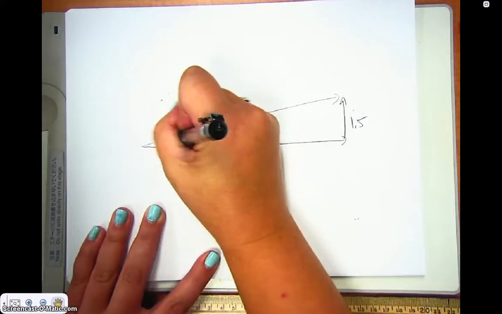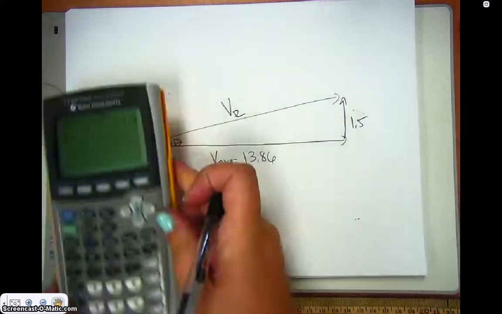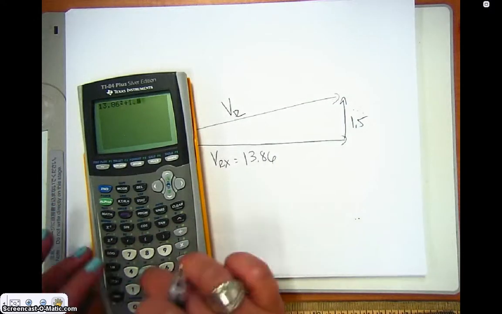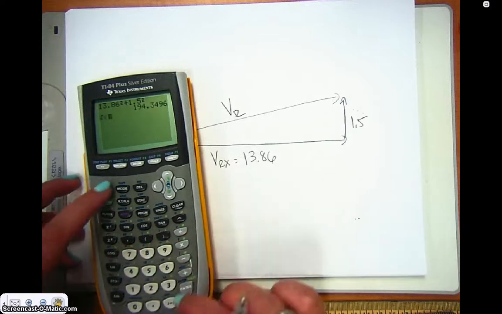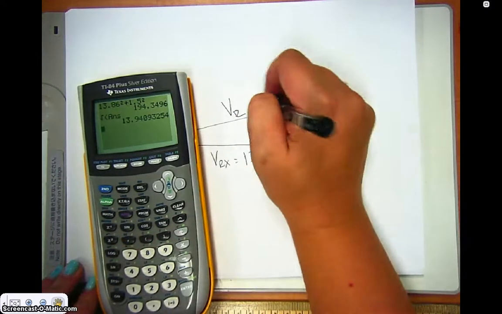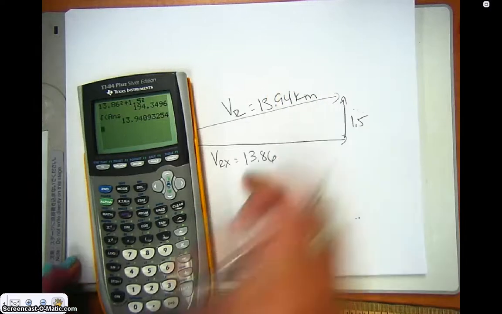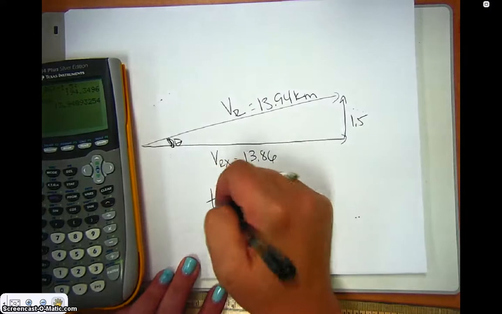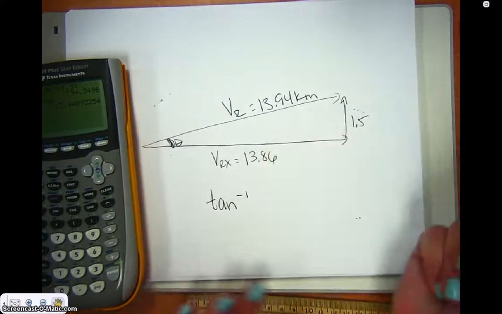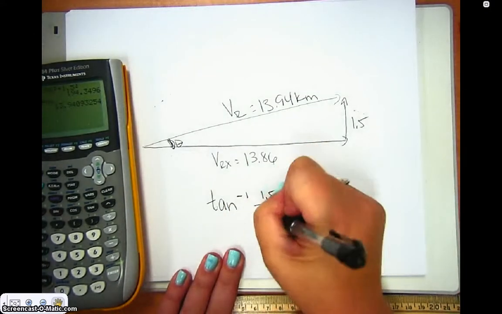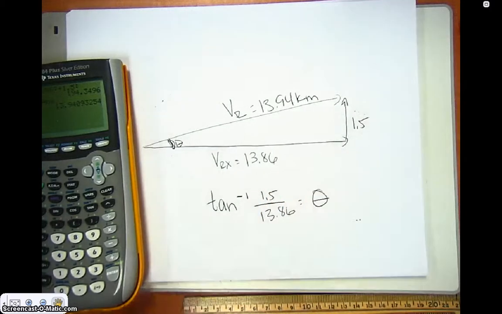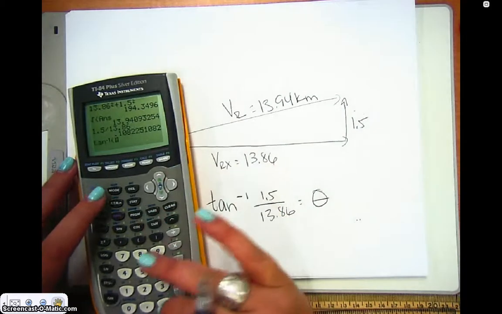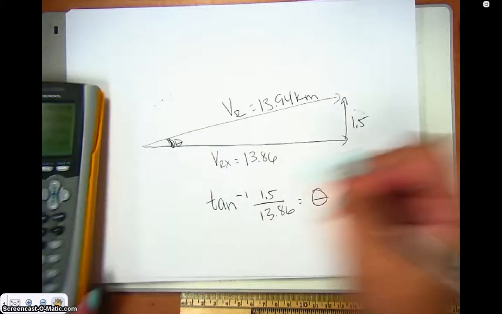I want to know the angle, and I want to know the length of that hypotenuse. So I'm going to use the Pythagorean theorem: 13.86 squared plus 1.5 squared, and then take the square root. And I get 13.94 kilometers. Then the angle would be taking the opposite over the adjacent, so that's tangent, but we're going to do tangent inverse of 1.5 over 13.86, and that will give me the angle theta. So it's about 6.2 degrees.